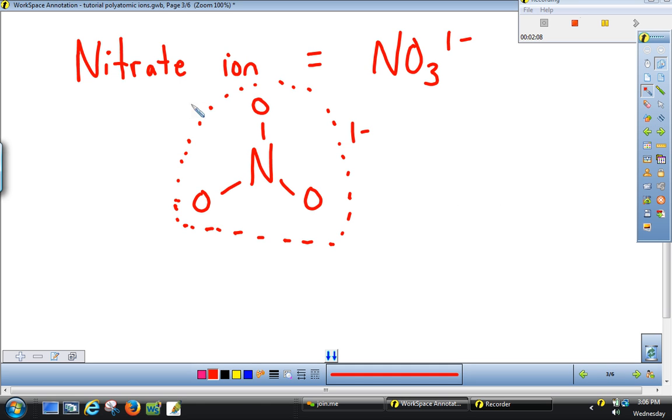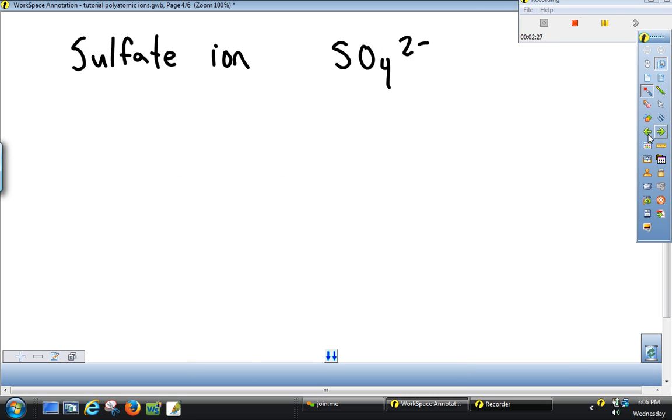So if we take a closer look at the nitrate ion, NO3-1, so nitrogen, this isn't an exact formula here. I'm not going to detail and show double bonds or anything like that. We'll learn how to draw correct Lewis structures later in the unit. But we have nitrogen bonded sharing electrons with 3 oxygens. So we can represent it that way.